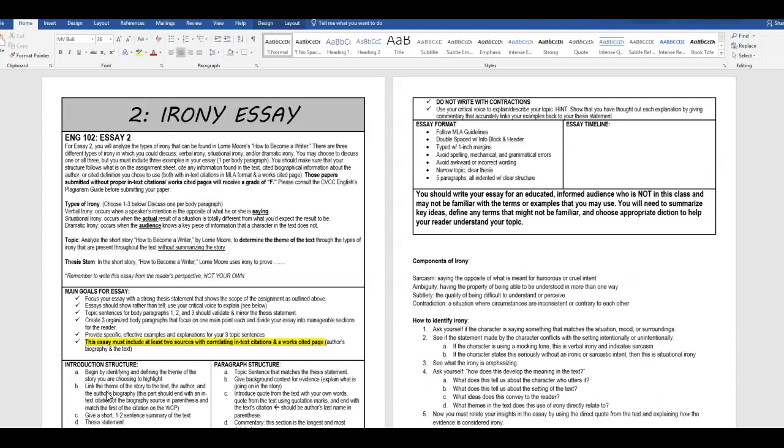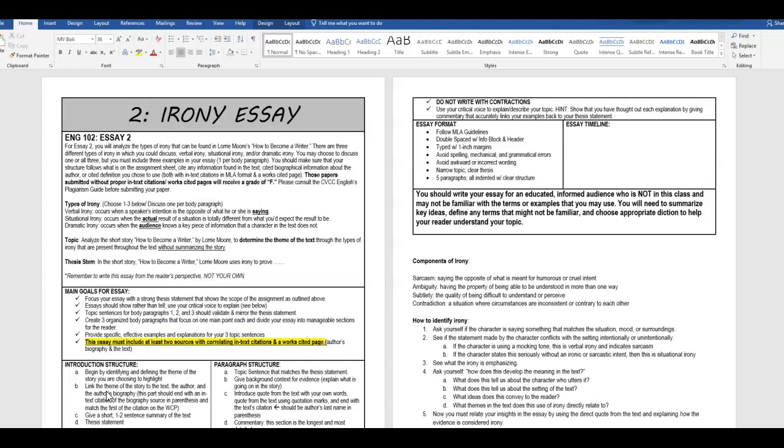For Essay 2, you will analyze the types of irony that can be found in Lori Moore's How to Become a Writer. There are three different types of irony you could discuss: verbal irony, situational irony, and/or dramatic irony. Verbal irony occurs when a speaker's intention is the opposite of what he or she is saying.